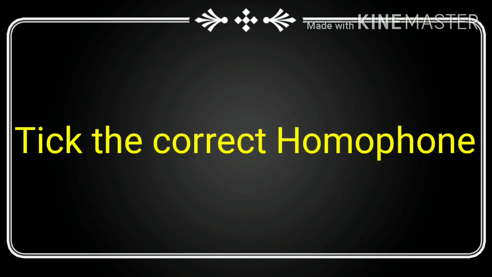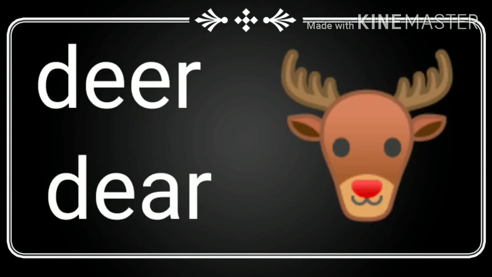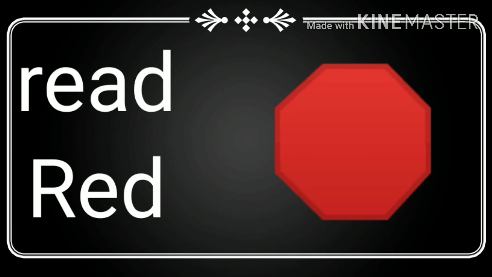Are you ready? Tick the correct homophone. They have given picture and as well as two homophones. You have to choose the correct one related to the picture. First one, D-E-A-R, dear, D-E-E-R, deer. Which is the right answer? D-E-E-R, deer. Deer means man.